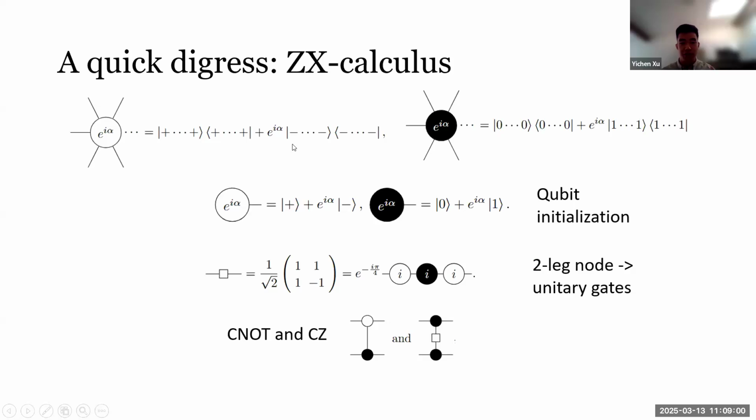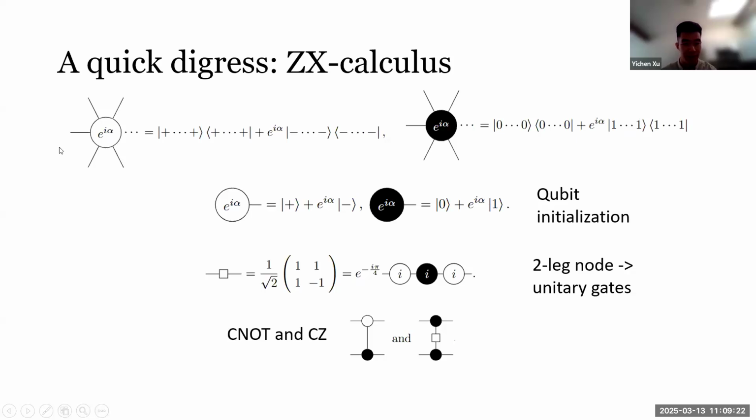So we're going to write our circuit that implements the dynamical codes using the notion of ZX calculus. This is kind of a stripped-down version of tensor networks. If you're familiar with tensor networks, in ZX calculus there are really just two types of tensors: what we call an X spider and a Z spider.